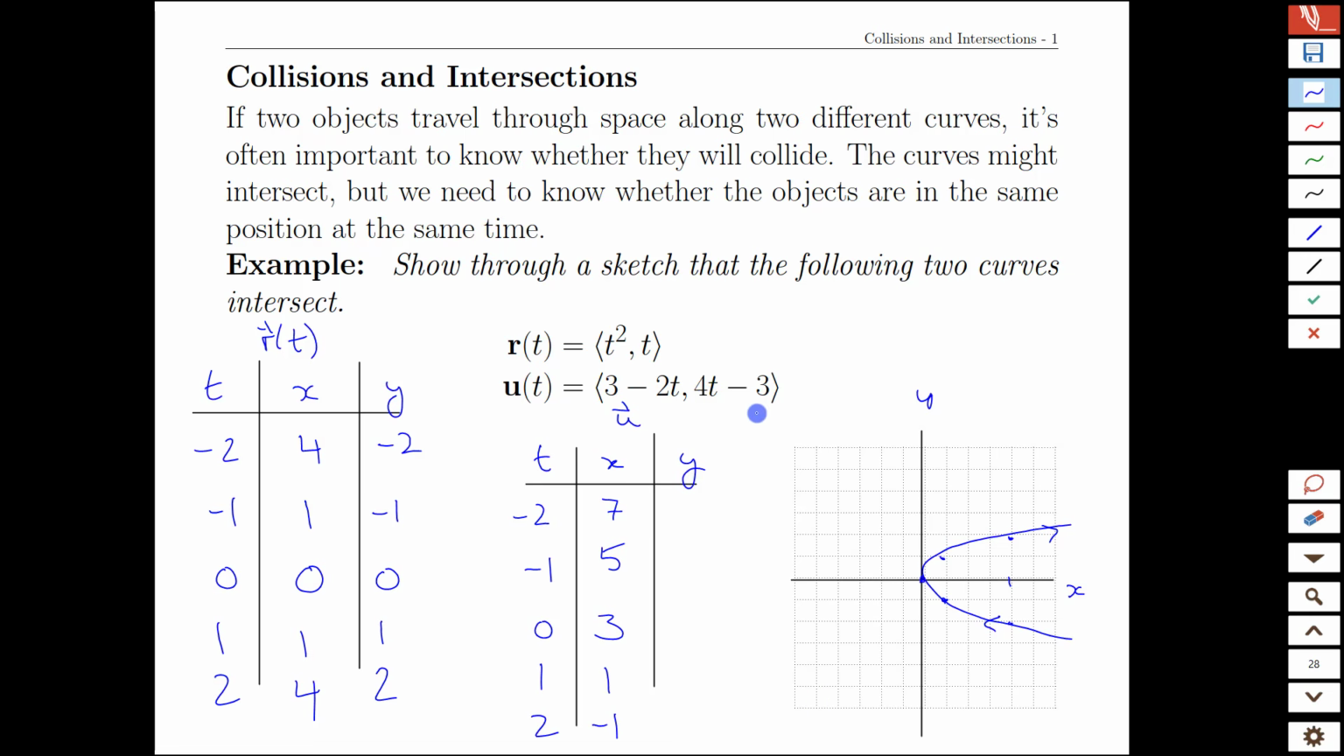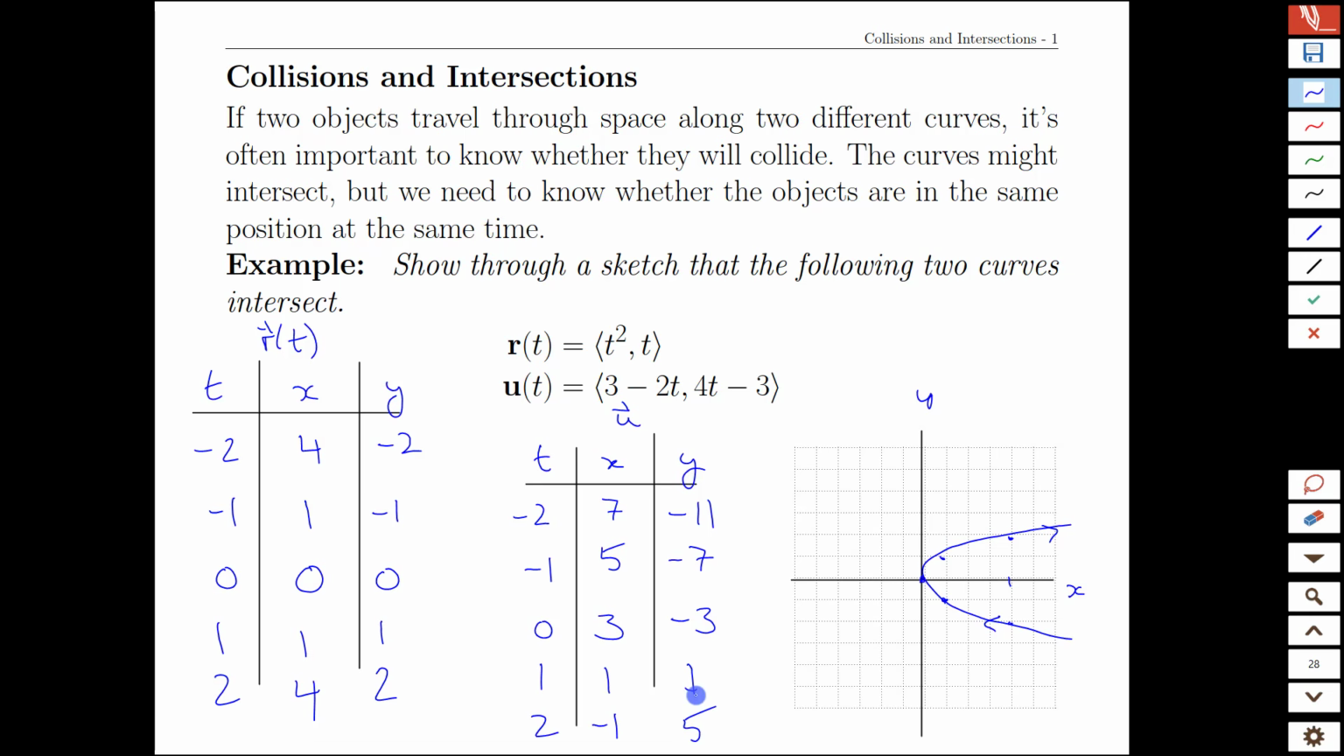In the y direction, what do we have? We have 4 times negative 2, which is negative 8, minus another 3 is negative 11, and each time we go up 1 in t, we're going to go up 4 in y. So negative 7, then 0 gives minus 3, then 1 gives plus 1, and last but not least for this table is 8 minus 3, which is 5. And yes, indeed, we see this is going up by 4 each time. That's nice.